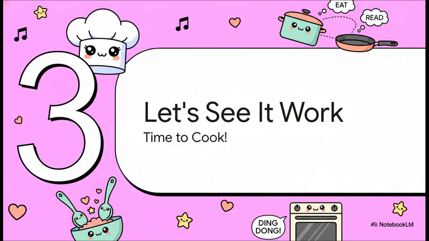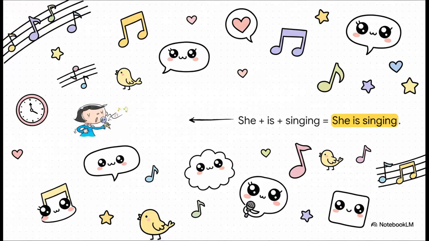All right, we have our recipe, we have our cheat sheet. Now let's see how it all comes together to build a perfect sentence. It's time to see it in action. Let's try our first one. So our subject is she. Okay, ingredient number 1 is done. Now we look at our recipe and we know that she pairs up with the helping verb is. Then we take the action, sing, and add ing to make it singing. Put it all together and she is singing.